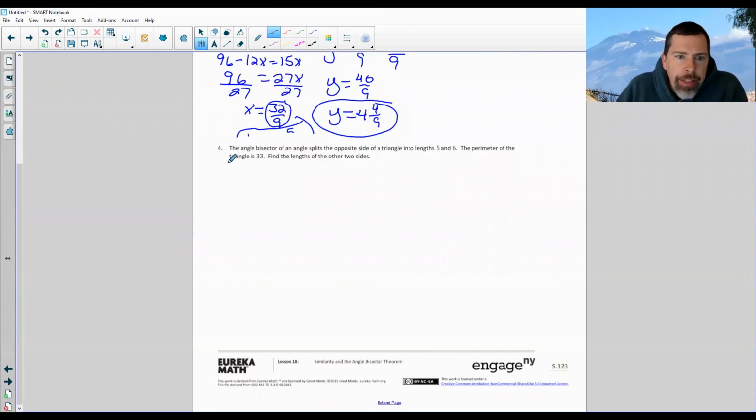Number 4, the angle bisector of an angle splits the opposite side of a triangle into lengths 5 and 6. The perimeter of the triangle is 33. Find the length of the other two sides.